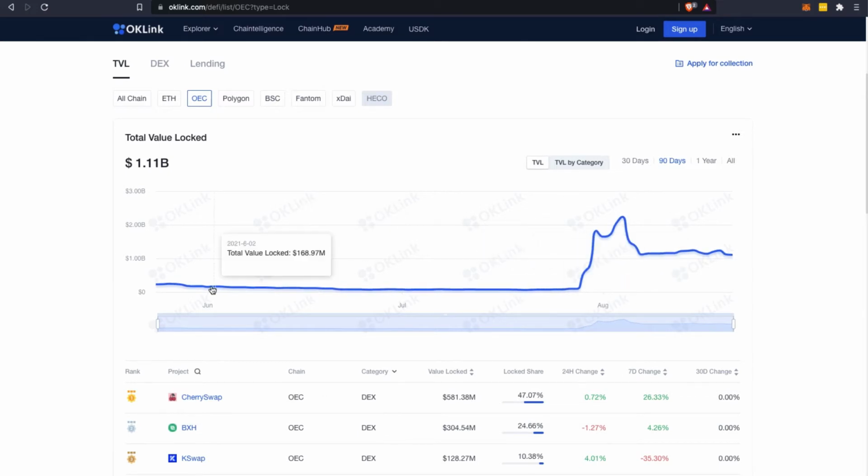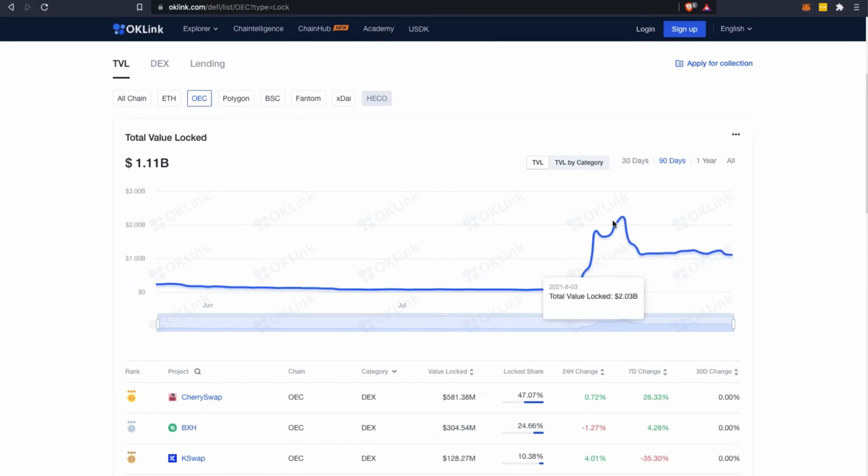You can see that for the past few months, the total value locked was relatively low because it had not gone into this EVM compatibility. After the recent EVM compatibility and the onboarding of many different DeFi protocols from other chains, or even new projects launched on OKExChain, it has seen its total value locked shoot up from about 100 million all the way to 2.24 billion.